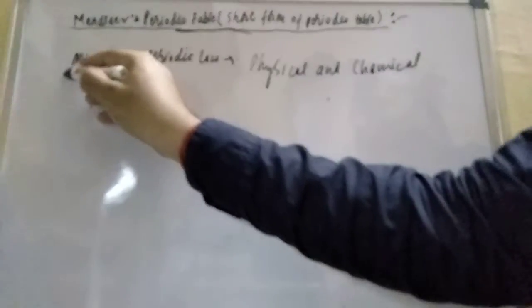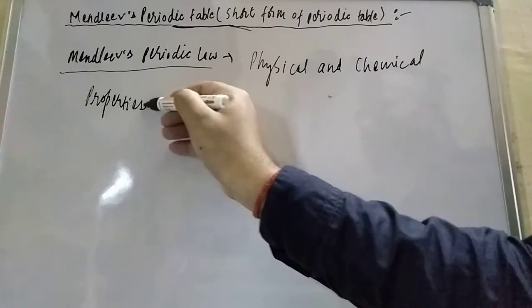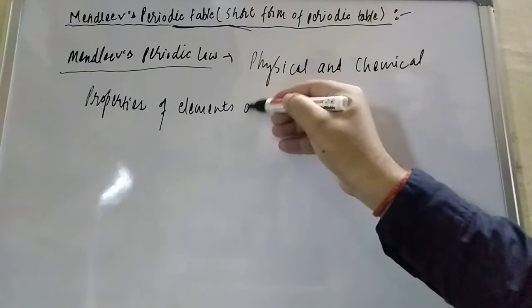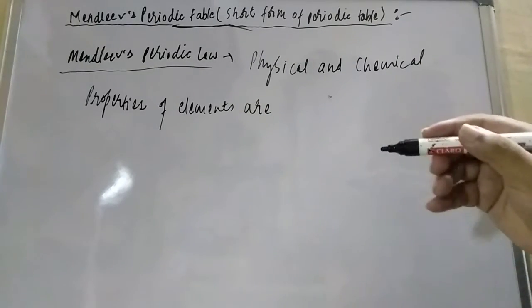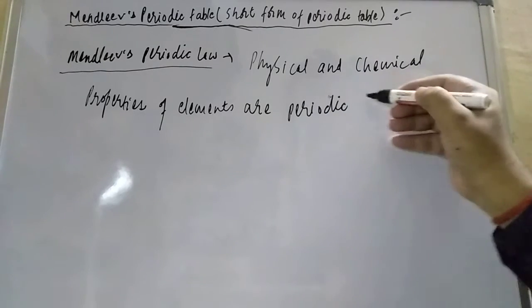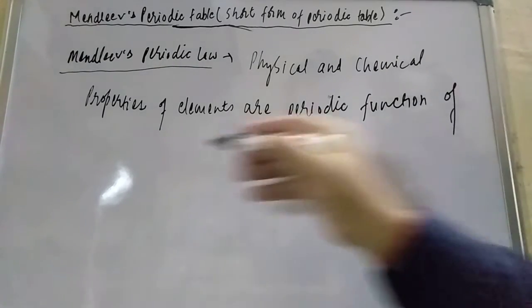What Mendeleev said is that the physical and chemical properties of elements are a periodic function of their atomic weight.